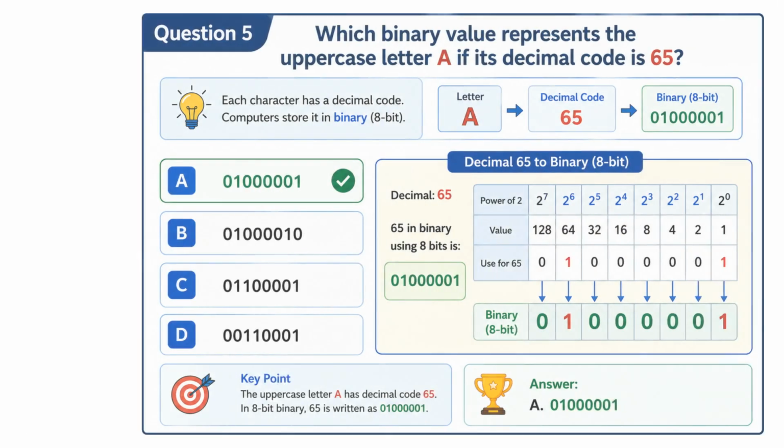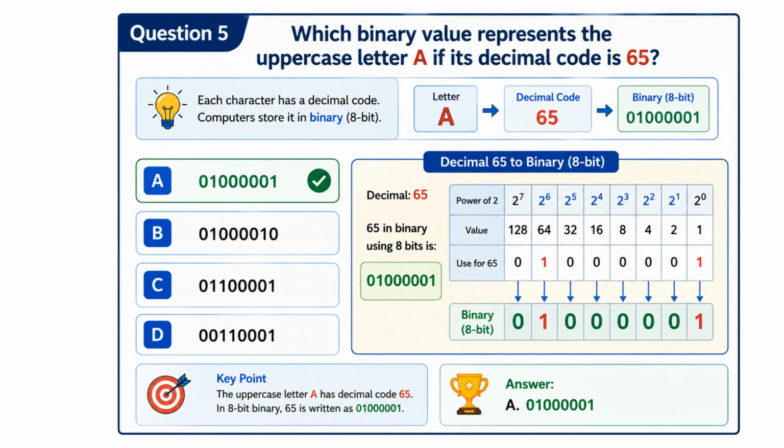Which binary value represents the uppercase letter A if its decimal code is 65? Every character has a numerical code. Before the computer can store it, that number must be converted into binary. For the letter A, the decimal code is 65. To convert 65 into binary, we use the 8-bit place values. Since 65 equals 64 plus 1, we place 1s in the 64 and 1 positions and 0s everywhere else. This gives us 01000001. So, the correct answer is A, 01000001.